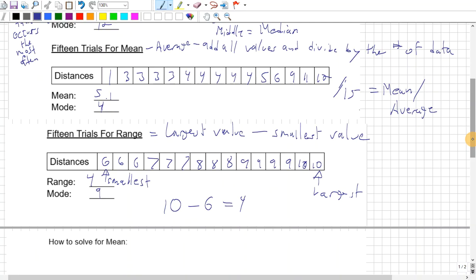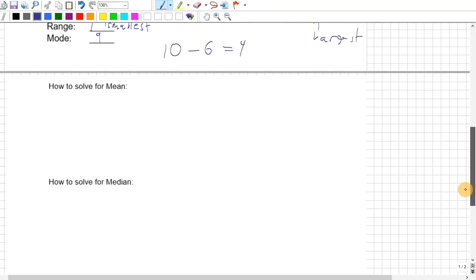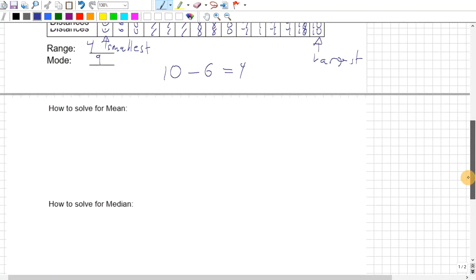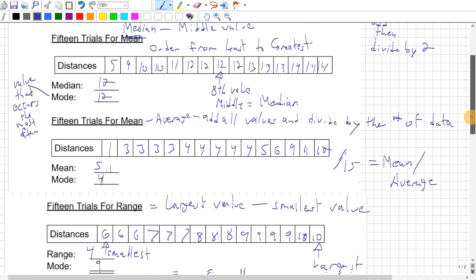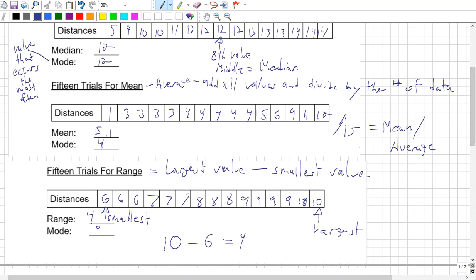Okay, so we already looked at how to solve for the mean. We looked at how to solve for the median and the mode and the range. All that information is above here and contained within the video. So that should be good enough for you to complete the final assignment. Let me know if you have any questions.